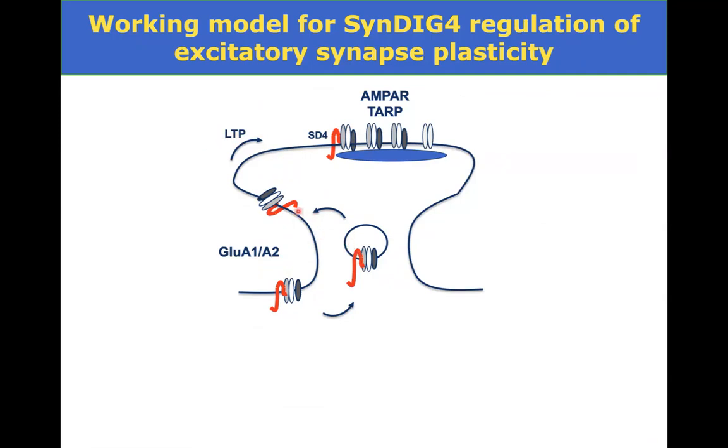So for instance, when the mice are learning the task in the Morris water maze, perhaps the SynDIG is now less active or less able to retain the AMPA receptor outside of the synapse, and it can then be trafficked to the synapse, strengthen the synapse so that the animals can learn and remember where the hidden platform is. That would be our working model.